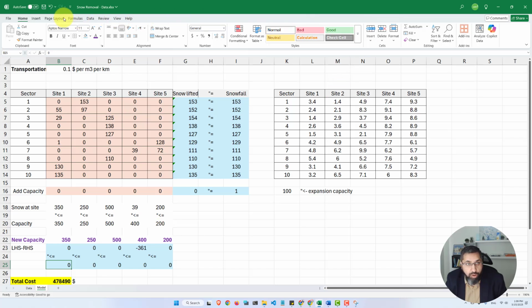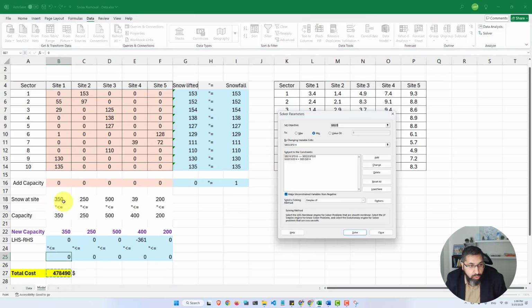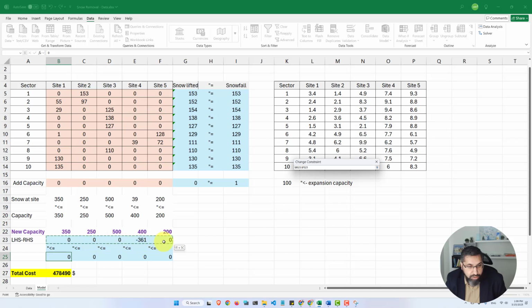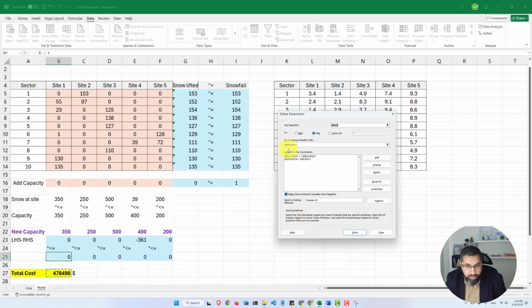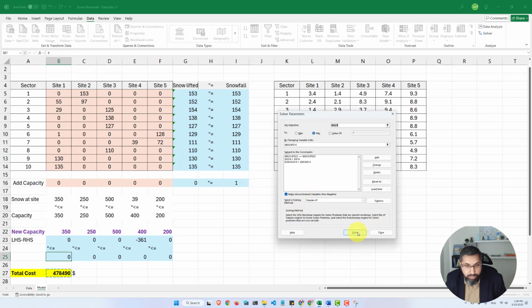Okay, so this is my new constraint for the new capacity. Now we go to solver. Okay, look at your old capacity constraint using cells like B18 to F18. This one, you want to change that, and instead of these B18 cells, we're going to use these cells, and then they have to be less than or equal to, you can type in 0, or you can just select these zeros. Okay, and then we have to add a constraint that we want to expand one of the sites. Okay, and remember the old cost was 478490.